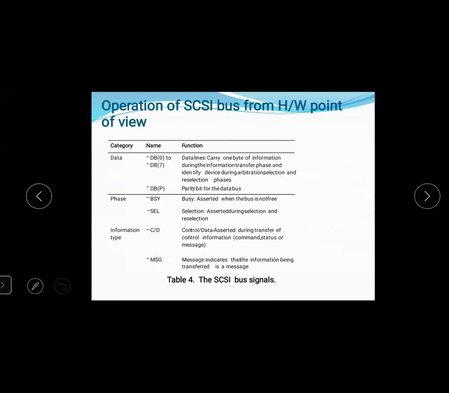Now the SCSI bus signals. The data lines are 8 bits, DB 0 to 7, the data byte, and one parity bit will be there, DBP, the parity bit of the data bus. Then the phase signals: busy signal and selection signal.